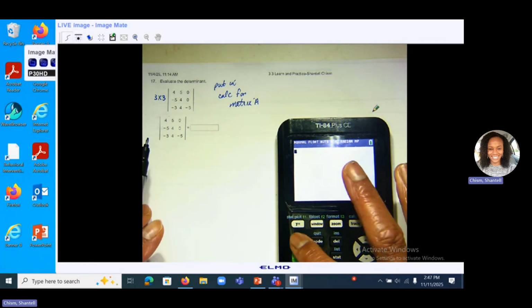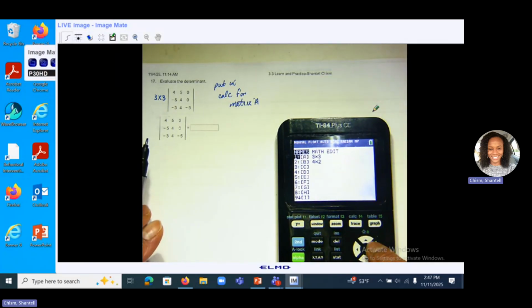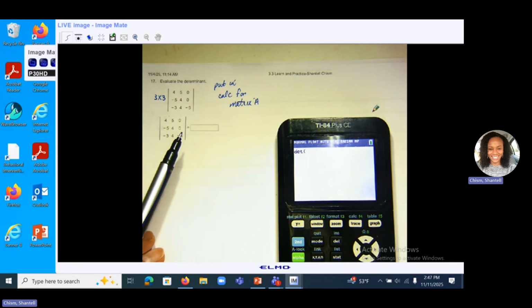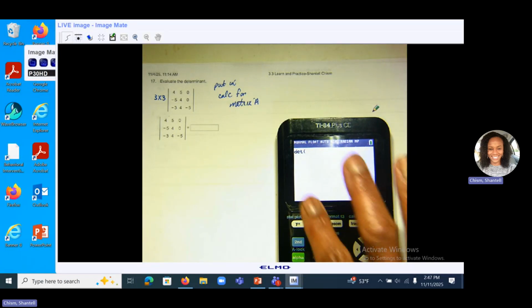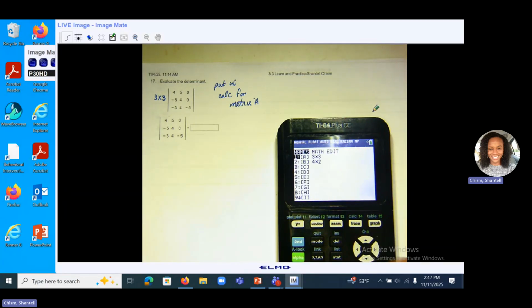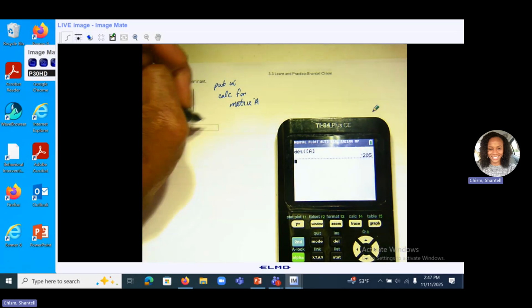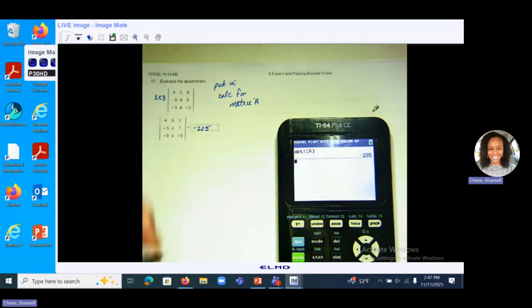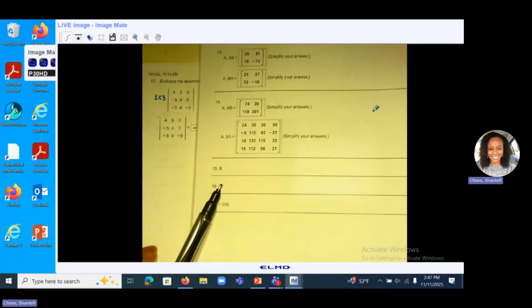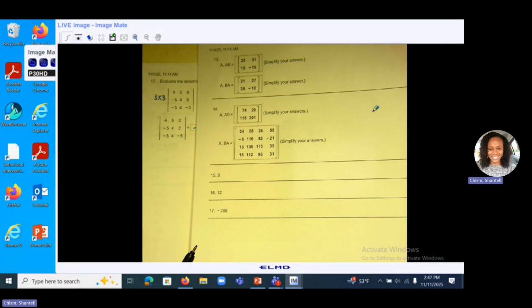And then I press second matrix, go over to math. Determinant is number 1. And then we put this matrix in matrix A. So I'm going to tell the calculator to find the determinant of matrix A by selecting A. -205. And we can, of course, verify that. Remember when I sent out the work, the solutions are at the back. Okay?